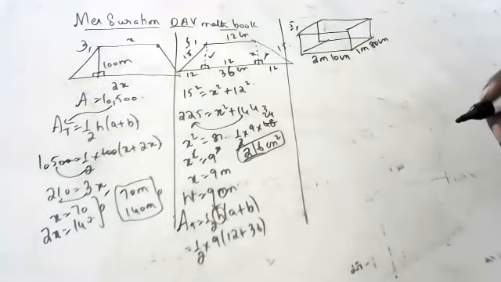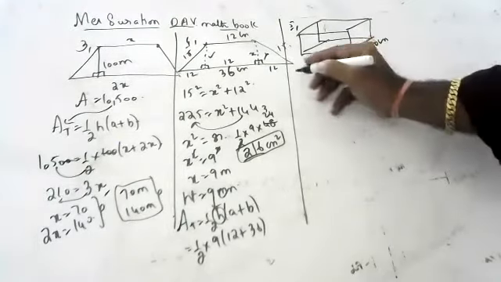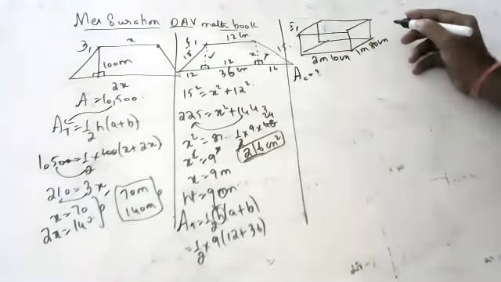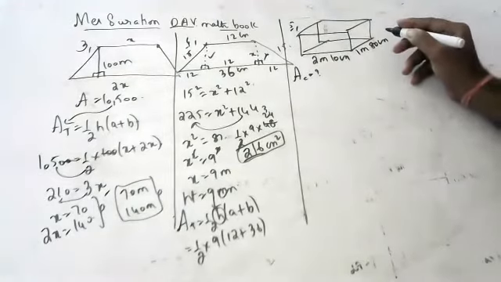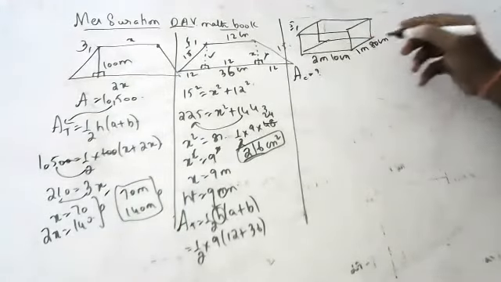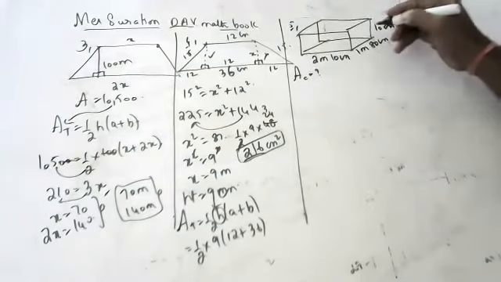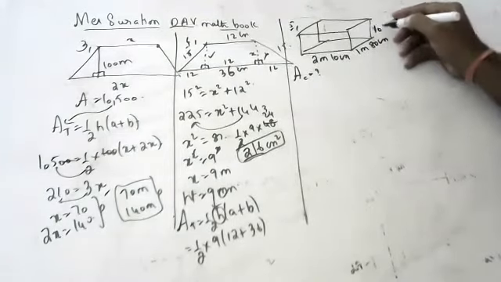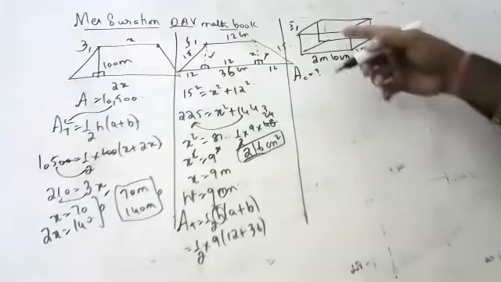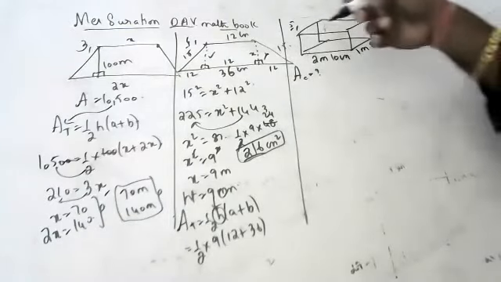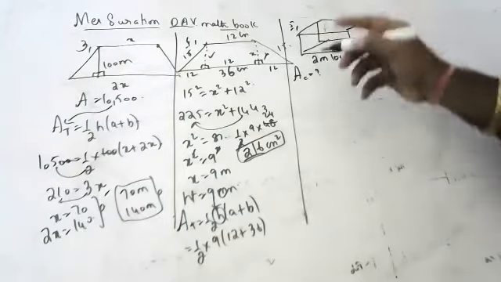What is the height, Rishikesh? Sir, height is 10 centimeters, sir. Meters, sorry. 10 meters is the height. Okay. So what is the area of canvas required to cover this box? Pravalika, the area of the canvas required to cover this box.